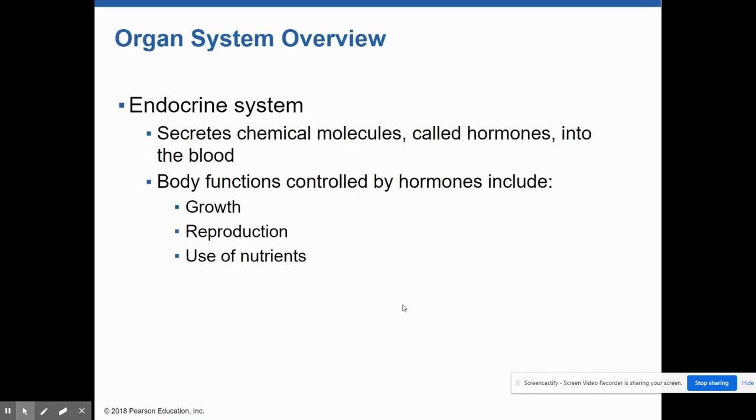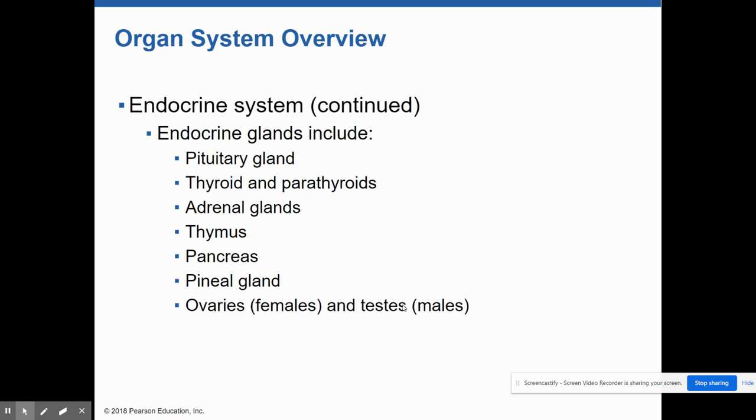Next is the endocrine system. This secretes chemical molecules called hormones into the blood. That's one of the functions. It also controls your body's growth, reproduction, and use of nutrients through hormones. That's another function of the endocrine system.